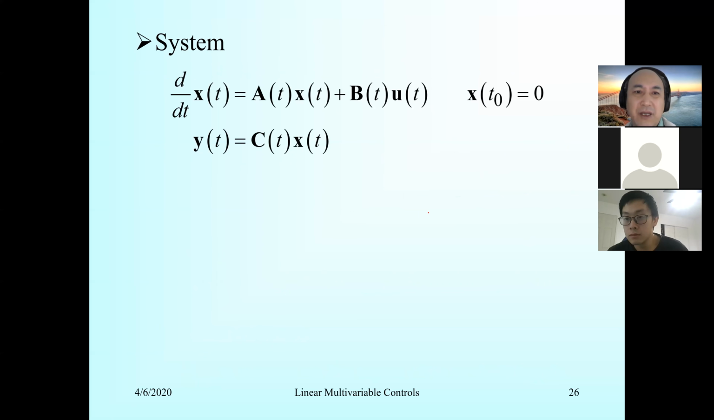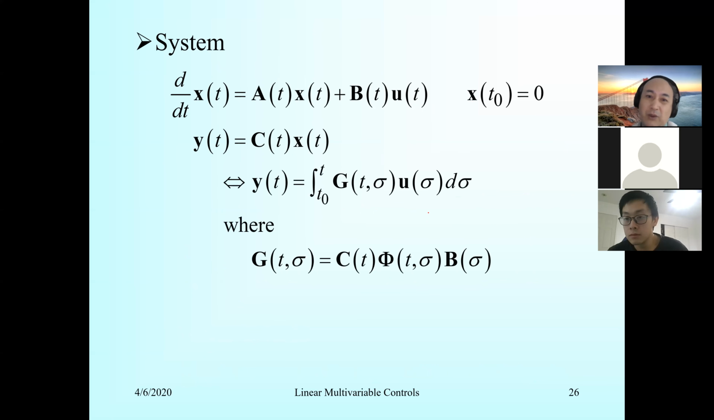So let's go back to this LTV system. We have learned that for an LTV system, we can always write something like this, times U sigma. So this is kind of like a mapping, okay? IO mapping.